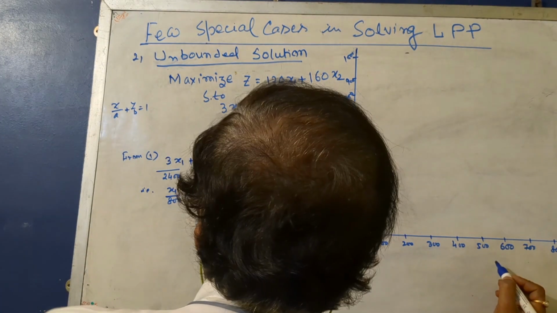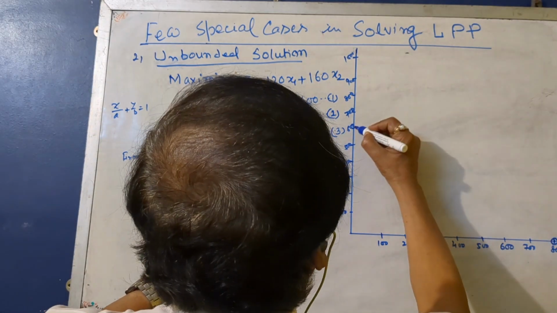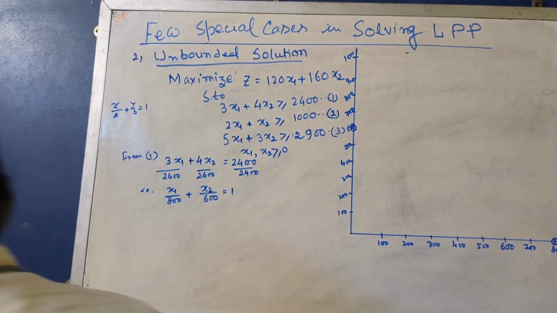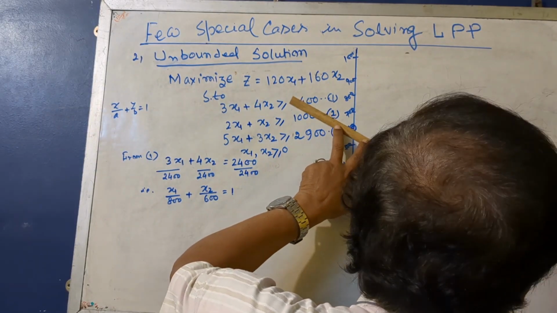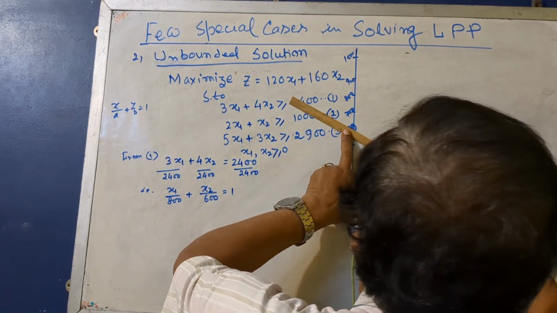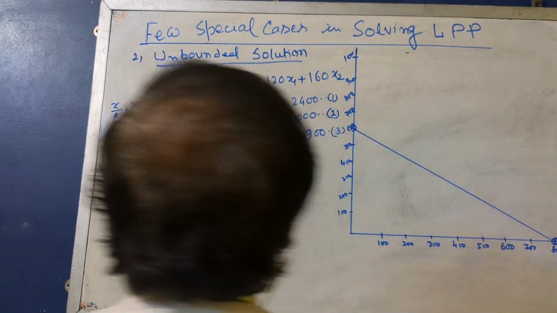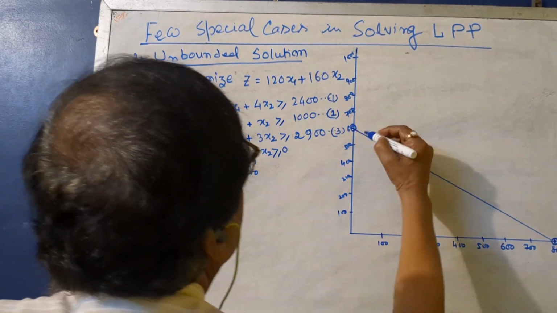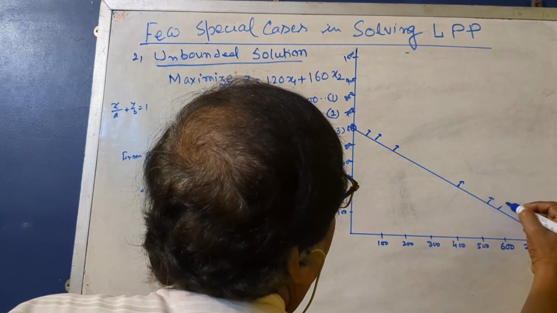The first equation will be, this is 800 and this is 600. The line will be this. I am drawing the line. And what will be the direction? Greater than or equal to. That's why the direction of the line will be this. Okay.